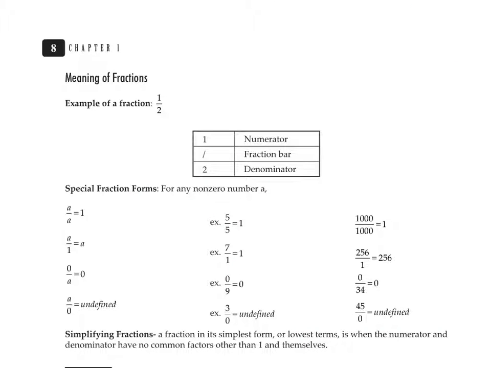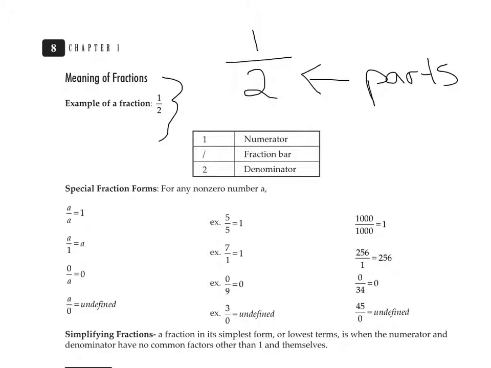All right, what's the meaning of a fraction? Here we have the fraction 1/2. It has 3 parts. The numerator is the 1, the fraction bar, and the denominator, which is 2. The denominator means whatever I had, whether it was a pie or a pizza, it was divided into this many equal parts, 2 pieces. And the numerator means how many I'm counting. So when I say I ate 1/2, that means I ate 1 out of the 2 equal parts. So there's some special forms of fractions here.